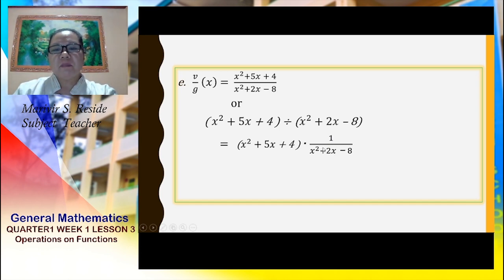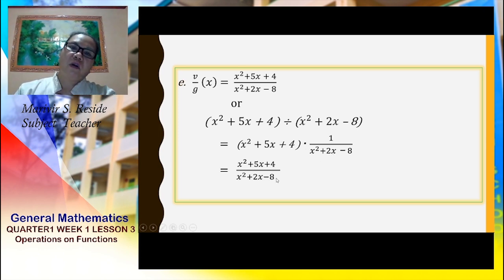Once we get the reciprocal, we have to multiply it with this first expression. So x squared plus 5x plus 4 times 1 will give you x squared plus 5x plus 4, all over x squared plus 2x minus 8. This is the final answer for v of x over g of x.